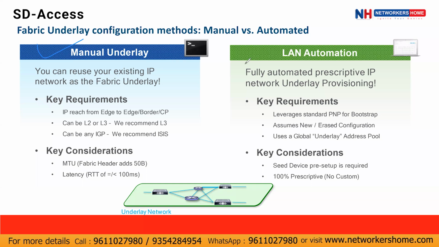So if you see, LAN automation is fully automated IP network underlay provisioning, wherein this will also be done using LAN automation or plug and play. But the thing is, you can do this only when these devices are completely new. It is known as untouched. These devices should be untouched. You just need to connect them and boot them. That's it. You don't have to access the CLI. You should not perform any changes.